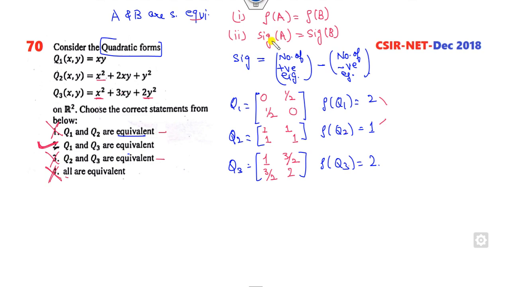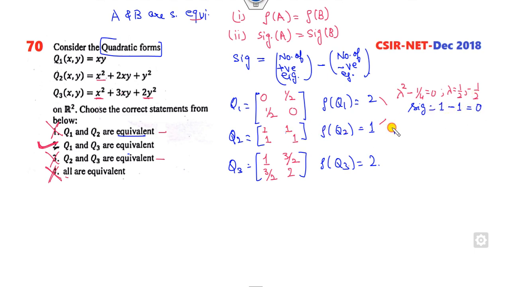But we can also verify the eigenvalues. So what is the eigenvalue of Q1? We can write lambda square minus 1 by 4 is 0. So what is that? It is plus 1 by 2, minus 1 by 2. What is the signature of this? How many positive eigenvalues? 1. How many negative eigenvalues? 1. So 1 minus 1 is 0.